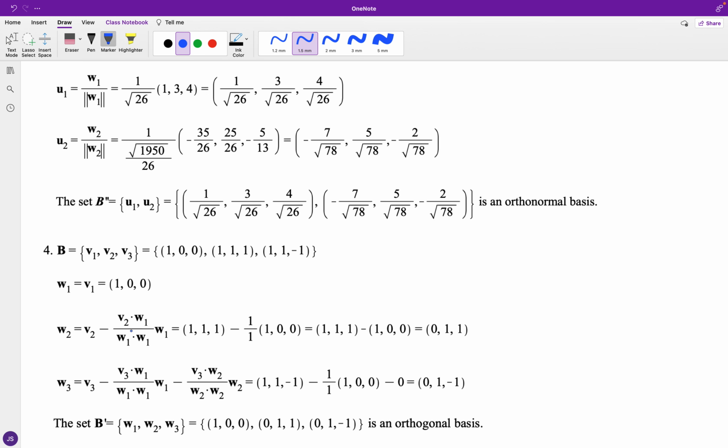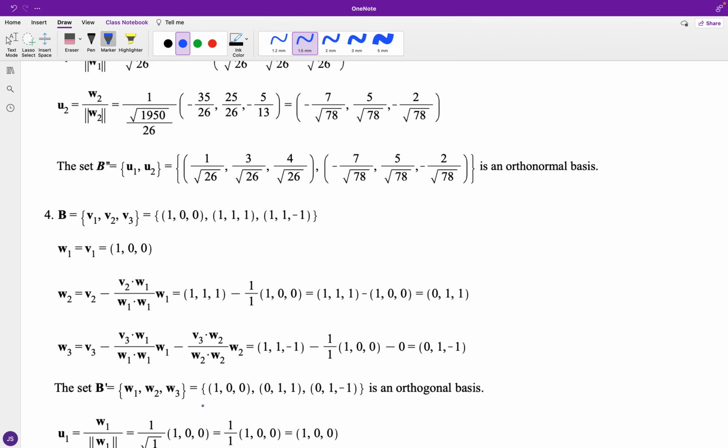And we have minus the dot product ratio times W sub 1. And again, the dot product between V sub 2 and W sub 1, that is going to be 1. And the dot product of W sub 1 with itself is 1. So we're looking at 1, 1, 1 minus 1, 0, 0. And so that's going to be 0, 1, and 1.